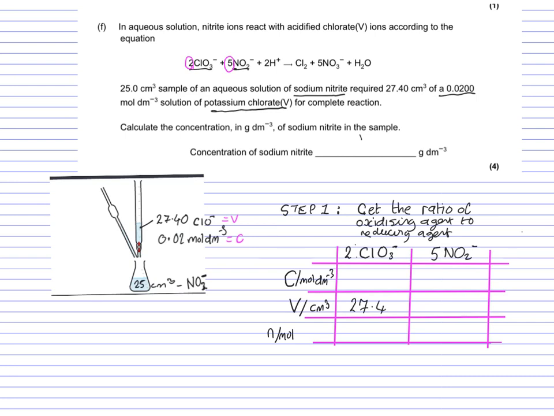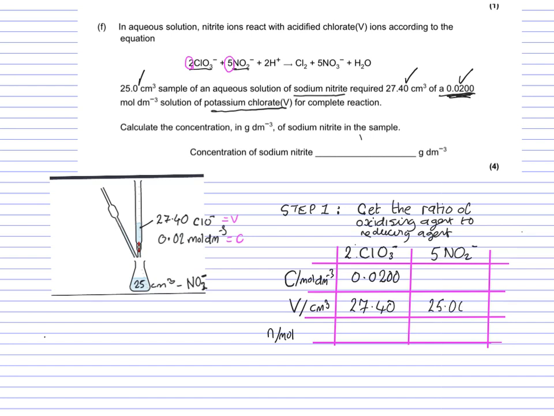So we've got 27.4 centimetres cubed of the chlorate(V) ions. We know its molar concentration from the information is 0.02 moles per dm cubed. And for the nitrite ions, we know we took a sample of 25 centimetres cubed.